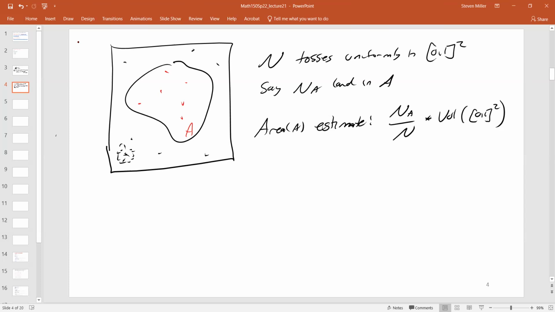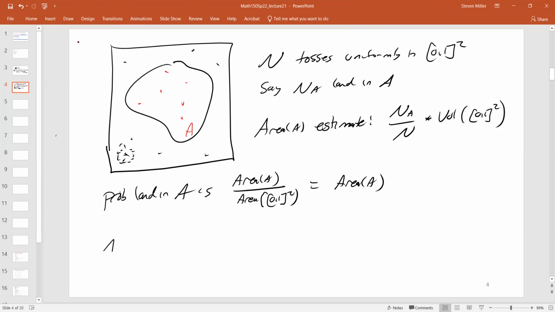If I choose the points uniformly in this box, what is the probability I land in the area A? So what would be the probability I land in A if I choose my point randomly? A over the entire area. Area of A, right. A is a set. So area of A over the area of [0,1] squared, which for us is just the area of A.